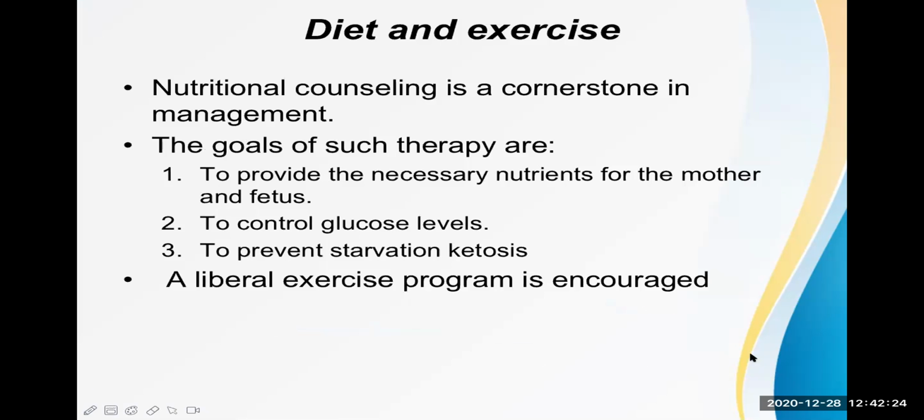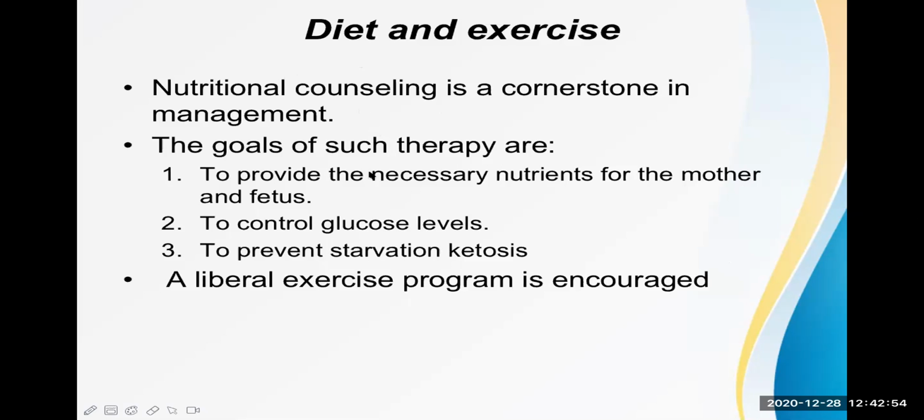Now, finally, how to manage it. So let me do this and stop today's discussion. Diet and exercise are the important part of the management, because this is a case of diabetes. So we should control too much carbohydrate diet, especially the sweet type of food should be cut off, and exercise should be promoted. Nutritional counseling is a cornerstone in the management of diabetes.